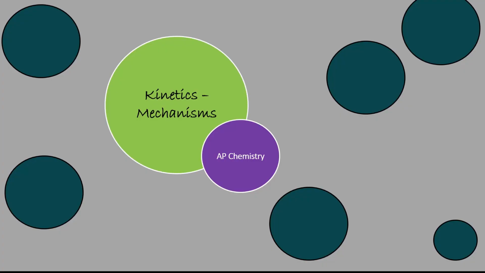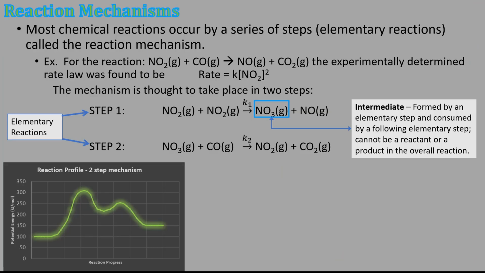Hey guys, this video is over an introduction to mechanisms in the kinetics unit. Reaction mechanisms are the different steps that a reaction goes through while it's taking place. If this right here is our reaction, we have nitrogen dioxide reacting with carbon monoxide to produce nitrogen monoxide and carbon dioxide.